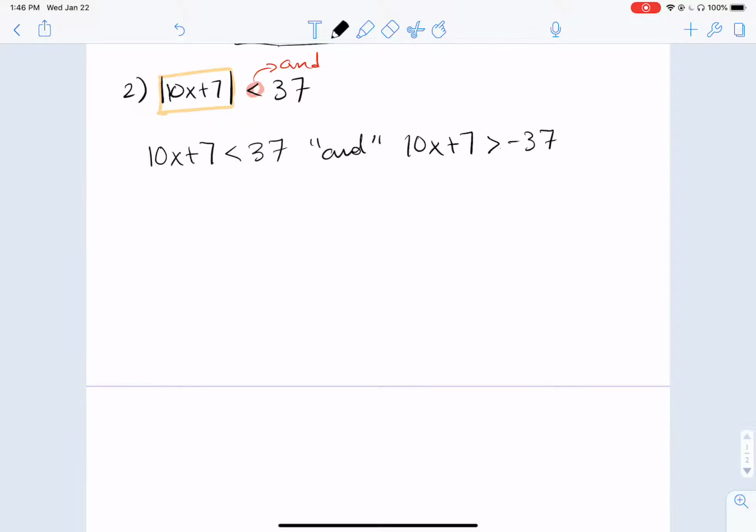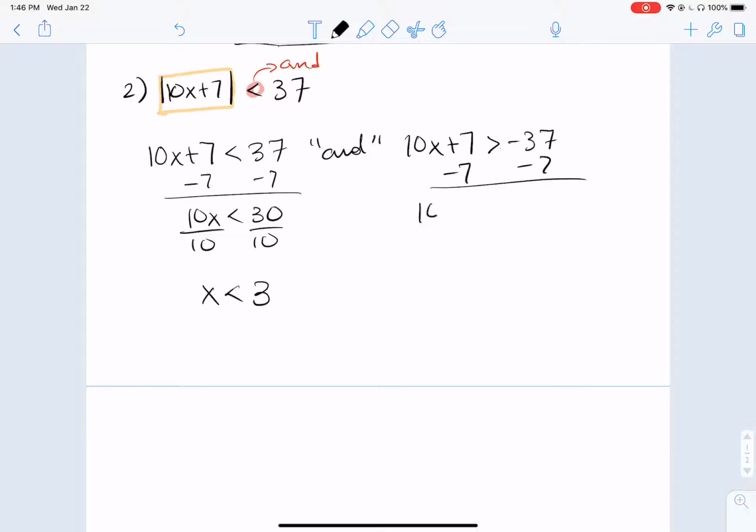So then we solve each inequality. In the first one, we subtract 7 and we get 30. So 10x is less than 30. We divide by 10 and x is less than 3. Here we subtract 7 from both sides again, but this time we end up with negative 44. We divide by 10 and x would be greater than negative 4.4 in decimal. I'm going to leave it as a fraction, negative 22 over 5, which is equal to negative 4.4 as a decimal.